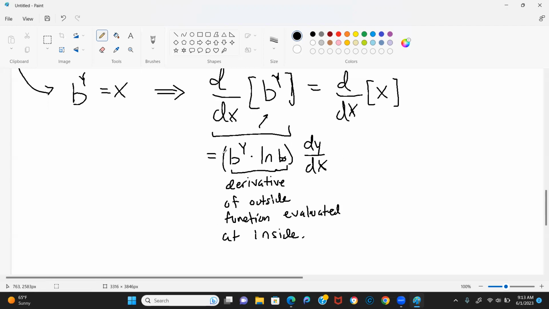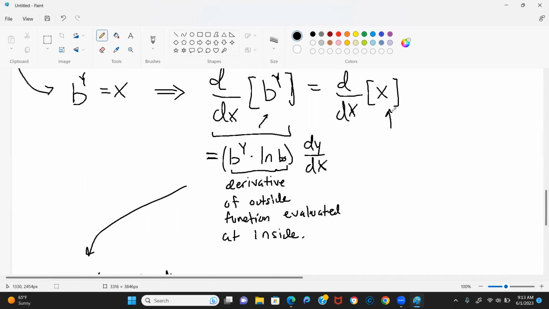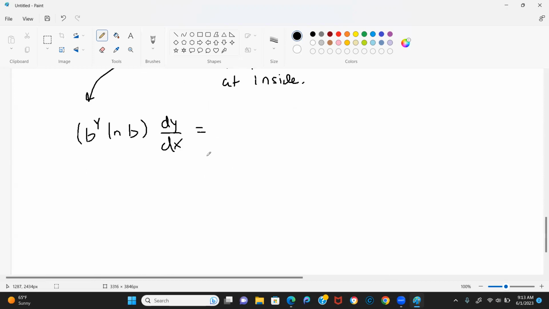So now, this right here is just the left hand side, the thing I wrote here. Let me carry this down now. On the left hand side, we have b to the y ln of b times dy/dx. That's differentiating the left hand side using the chain rule. And the right hand side, remember, this derivative is just going to be 1.